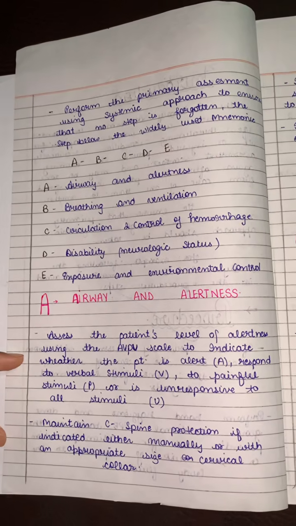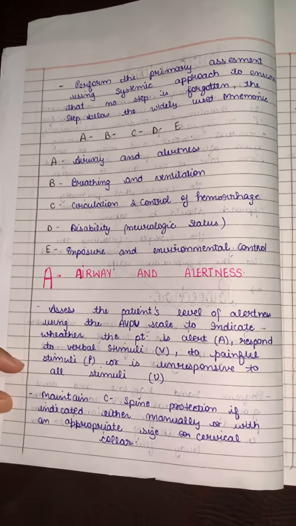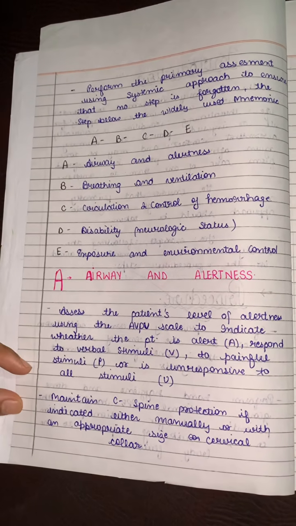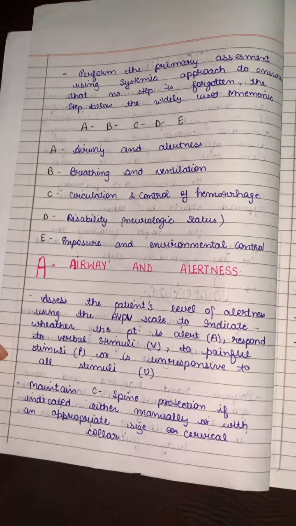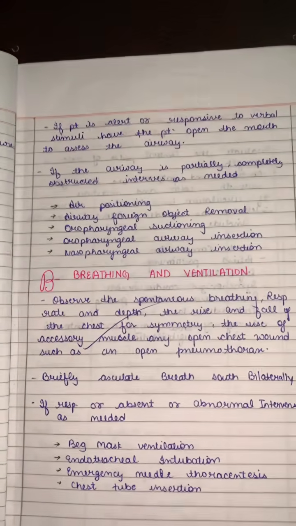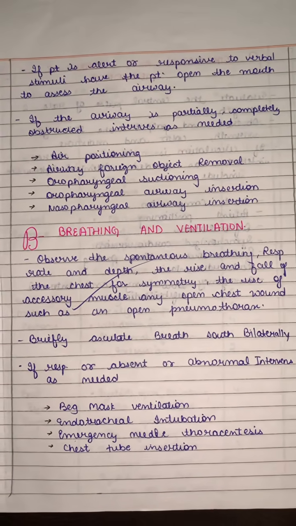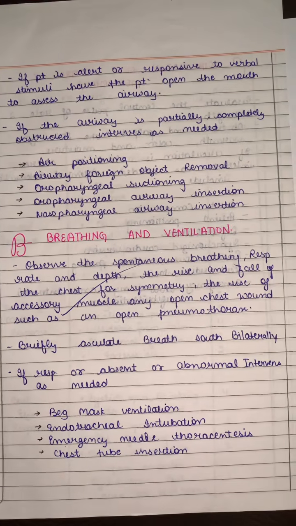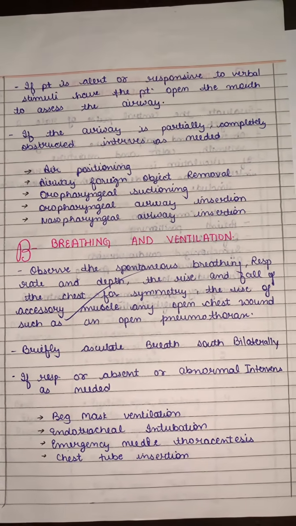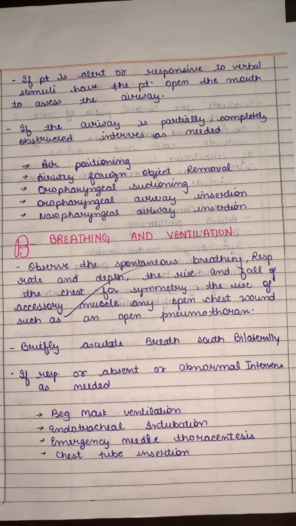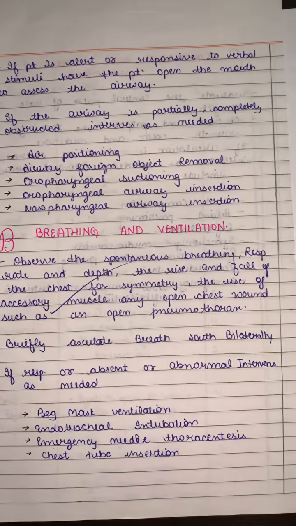Then for A, we have to define what comes under the airway and alertness, how we are going to assess this component, and what we have to do if there is any partial or complete obstruction in the airway of the patient. The second component is B, that is breathing and ventilation. In this paragraph we mention how we assess the patient for breathing pattern, and what we have to do if the breathing pattern is abnormal or absent.